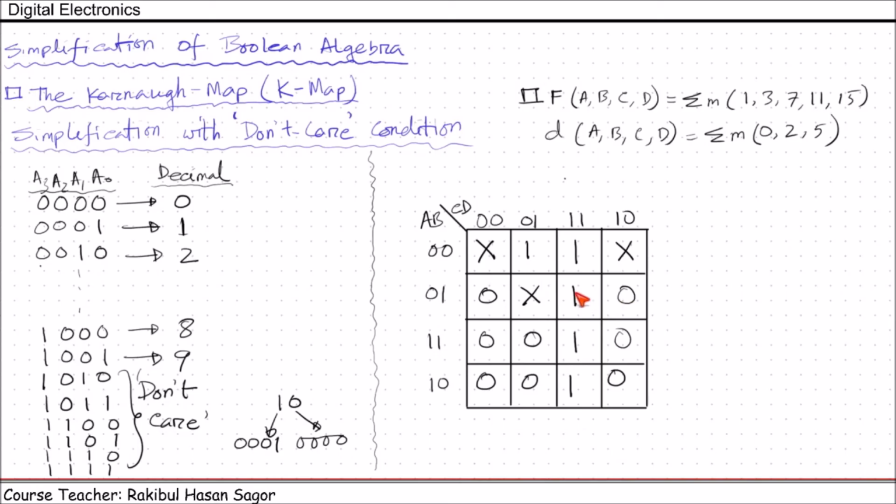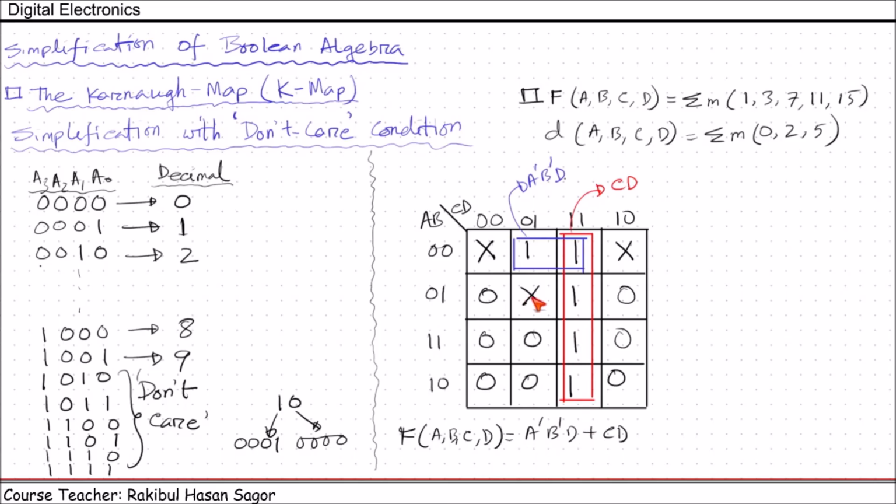Now let us simplify this function without considering the don't care condition. Let's map the ones. We can take this bigger box and we can take this box. Name of this red box is CD and name of this blue box is A prime, B prime, D. So the function can be written in terms of sum of products form, f(a, b, c, d) equals A prime B prime D plus CD. This simplification is done without considering don't care condition.